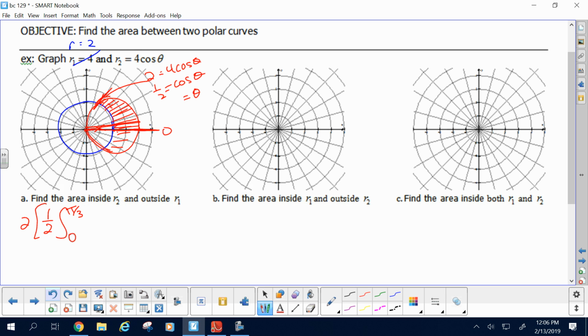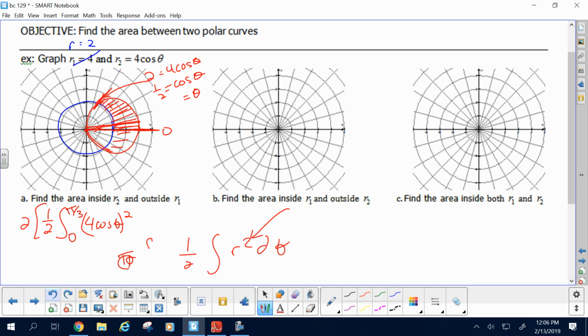Now the integrand. Outer area minus inner. What would you do? Well, I think I would do the red one first. The red one, so that's R2, which is 4 cosine theta. Square? Yes, square.